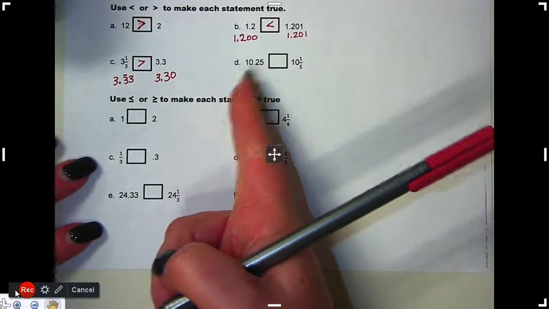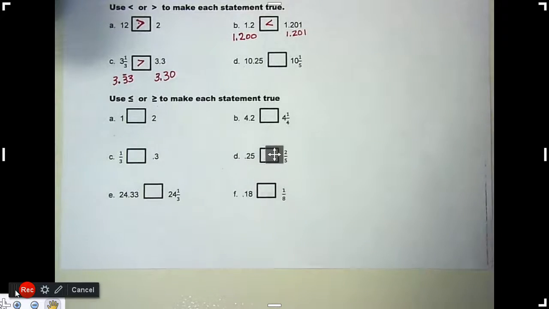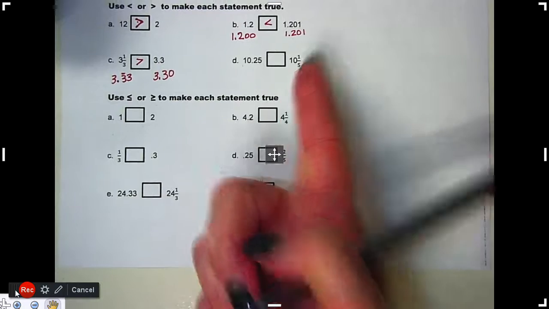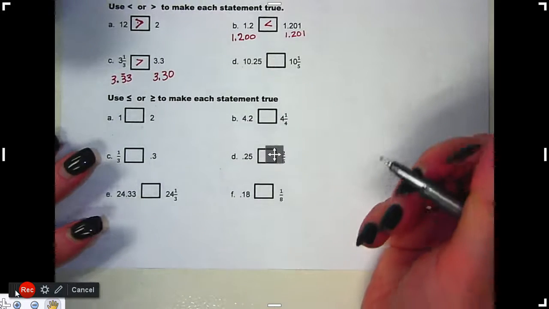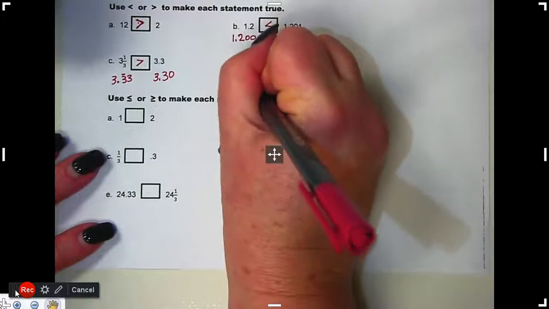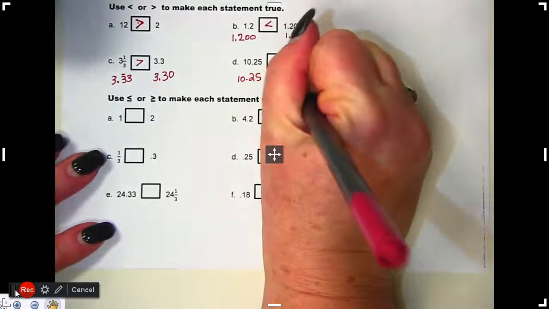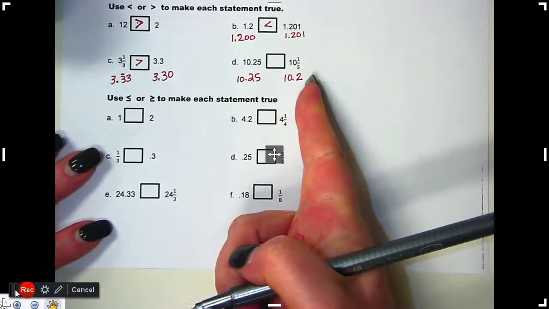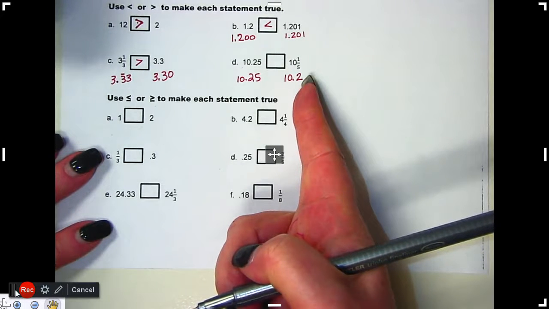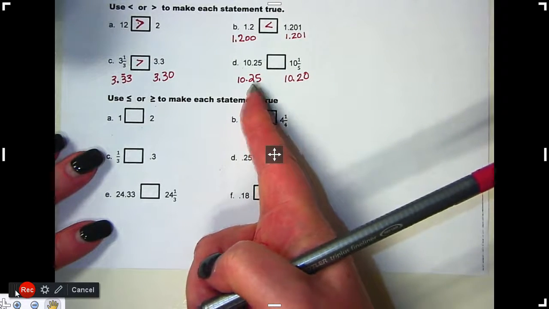All right. 10 and 25/100, 10 and 1/5. How am I going to compare those? They're fractions and decimals. What's the easiest way? Let's turn this into a decimal. How do I change 1/5 to a decimal? 1 divided by 5. So this one is 10 and 25/100. And then 1 divided by 5 gives me 2/10. 10 and 2/10. So what's this next place so that I can compare? A 0. So this one is greater than this one.